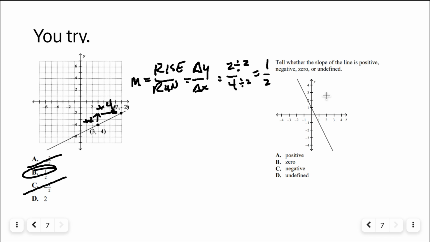And then finally, just tell whether the slope of the line, what is this slope? The line's going down the hill. So this slope is negative. And there's my answer. And that's slope. You've done it many times before, hopefully.